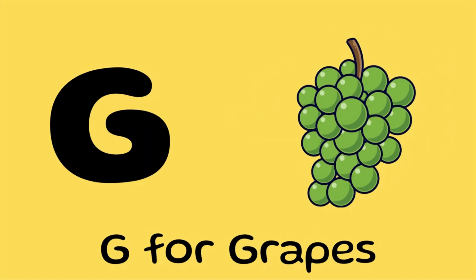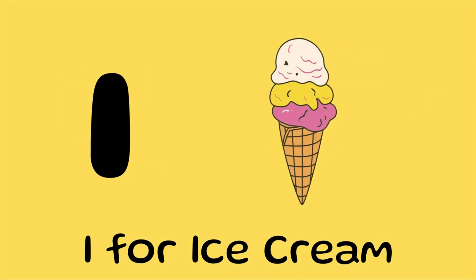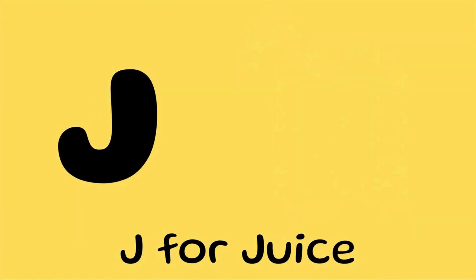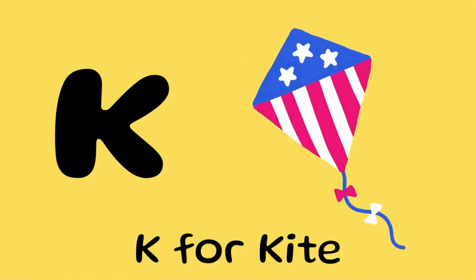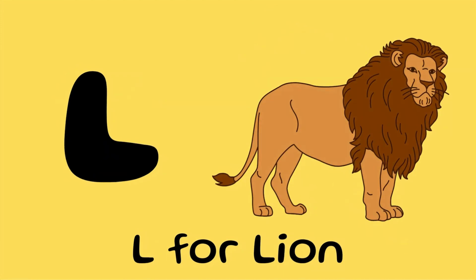G for grapes, H for hat, I for ice cream, J for juice, K for kite, L for line.